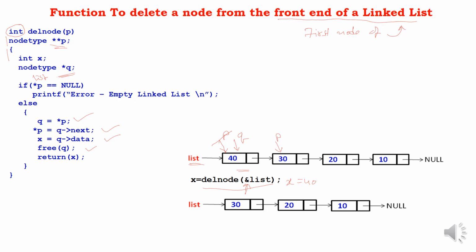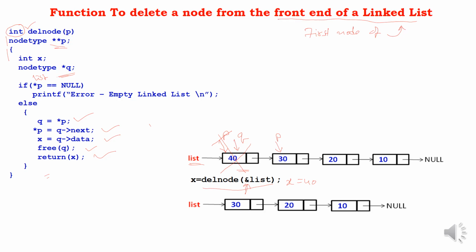Free q. The node memory that is pointed to by q will be deallocated. So the node is removed, or the node is deleted. Then return x. The value will be returned, 40 will be returned because it is returning some value. It is integer, it is returning 40, the value of the node deleted. Then end of the function.